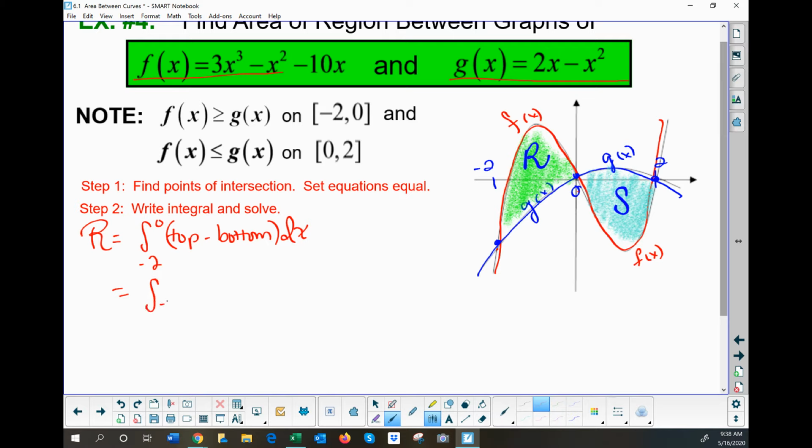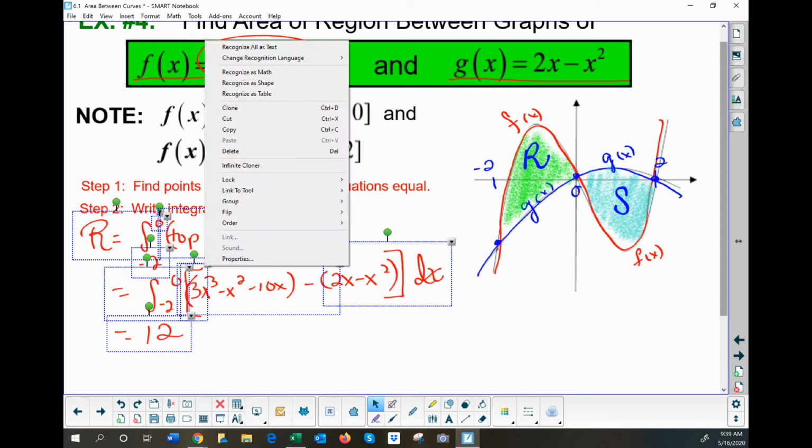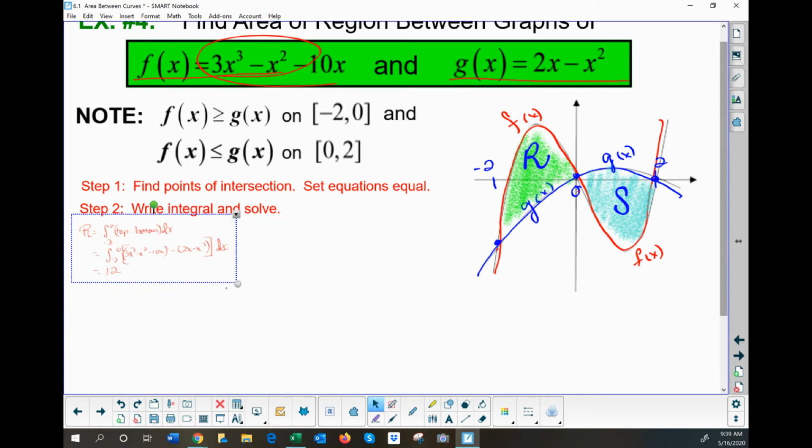And in this case, I'm going to have -2 to 0. My top function was that cubic, so I'm going to have 3x cubed minus x squared minus 10x, and the bottom function was the blue function, the 2x minus x squared quadratic function, dx. And I know that you could solve that by hand, but I'm going to give us the area on that. That is 12. Now let's go after S. So we've got the region R defined. We've got it all solved. We'll just say this was calculator active.